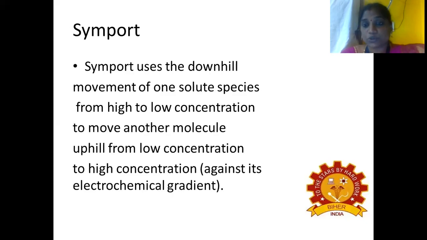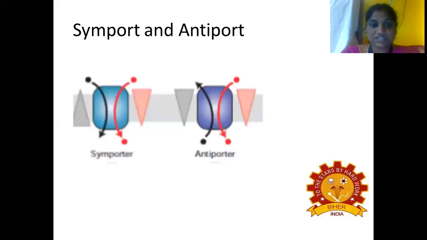The next one, symport. Symport uses the downhill movement of one solute species from high to low concentration to move another molecule uphill from low concentration to high concentration, which is against its electrochemical gradient. This is called symport. So this is the diagram about symport and antiport. In symport, both molecules are transported in the same direction, whereas in the antiporter, two molecules are transported in opposite directions. This is the symport and this is the antiport.